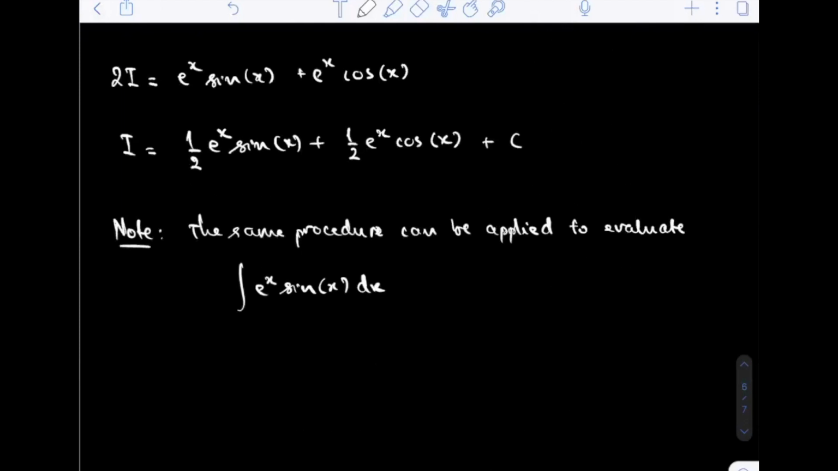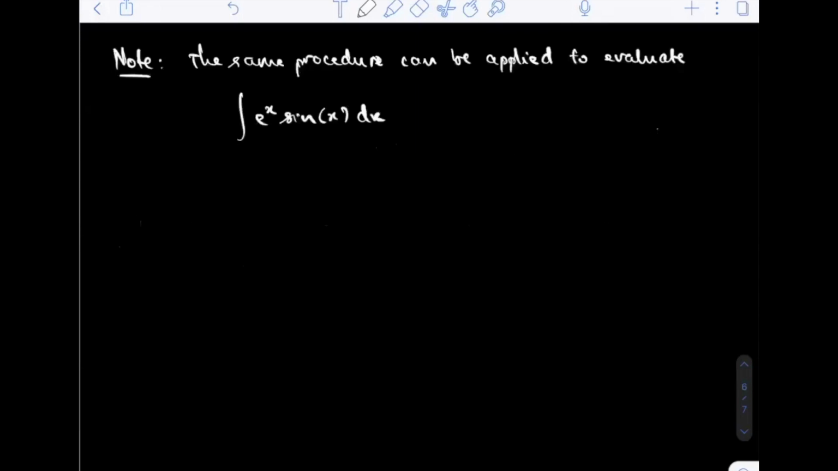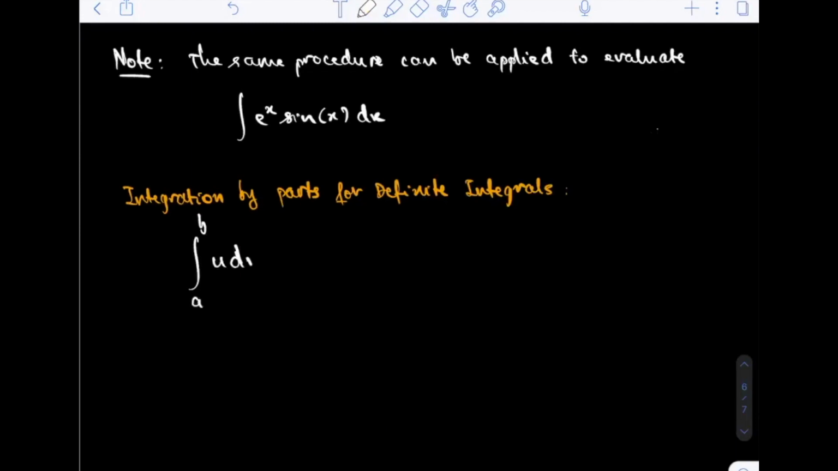And the next part is integration by parts for definite integrals. The formula should be very much the same, except now you have limits of integration. The definite integral from a to b of u dv is equal to u times v, evaluated from a to b, minus the integral from a to b of v du.